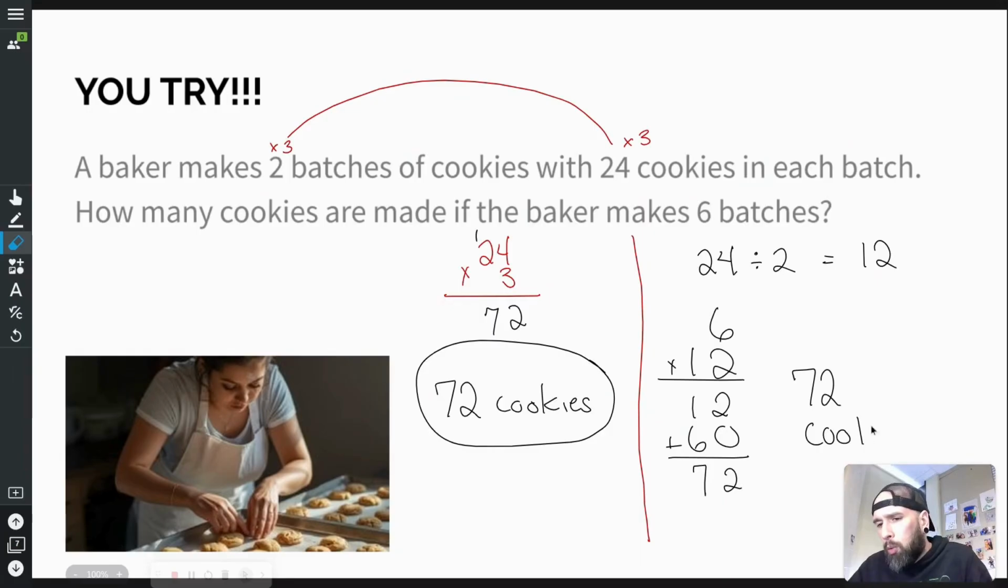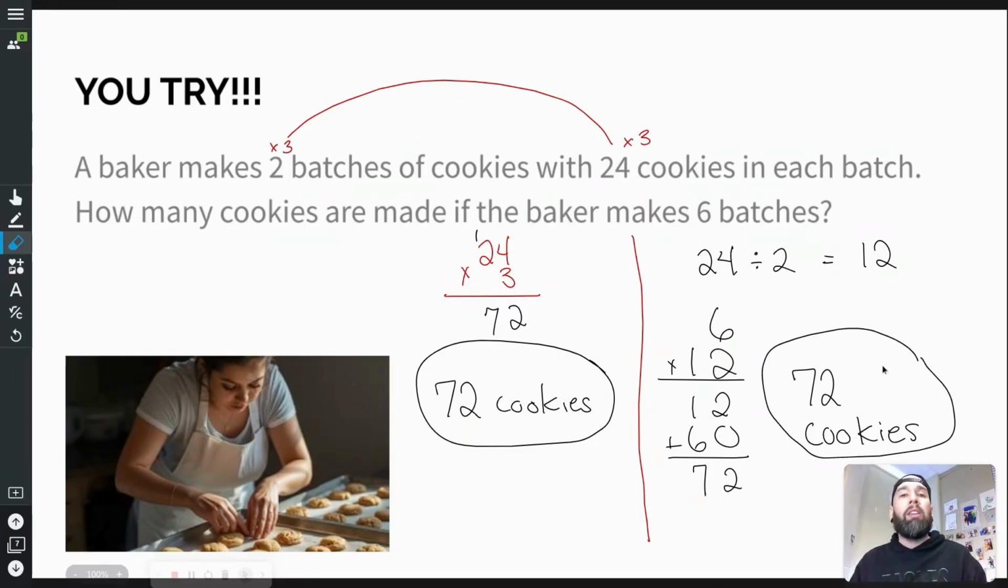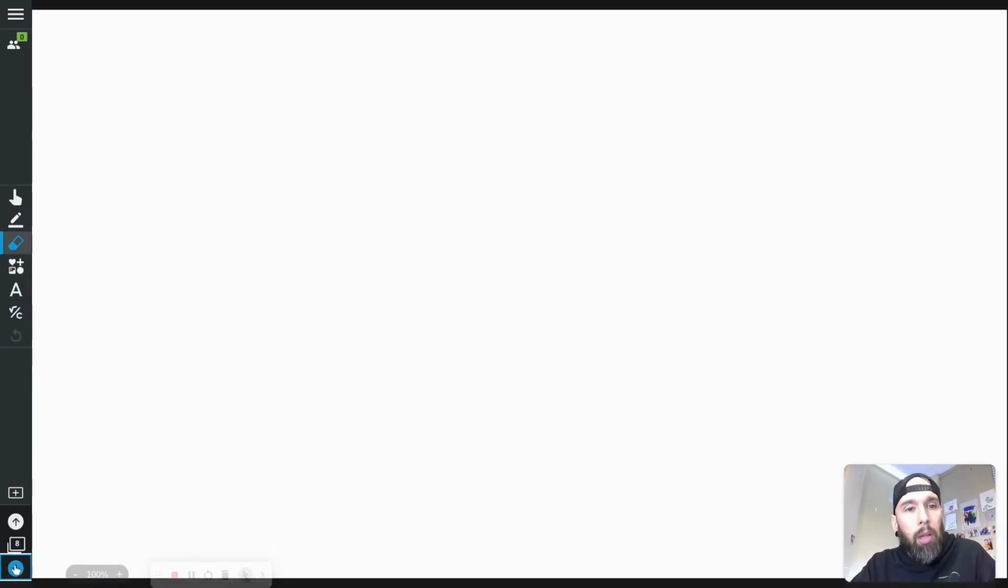So just because you do it one way doesn't mean it's the only way. These were 2 different ways that we could do this problem and still get the same answer in the end. And our answer does make sense. So there's that. Last one.